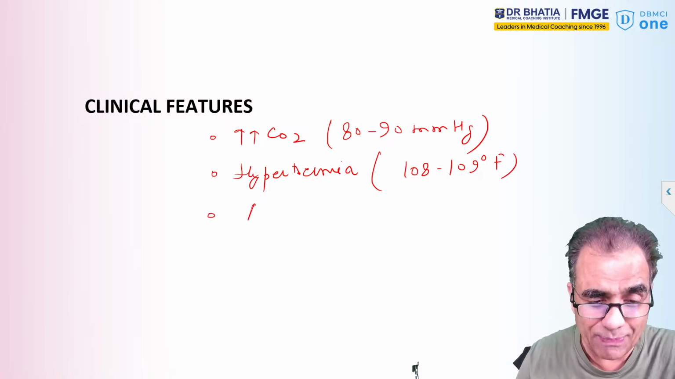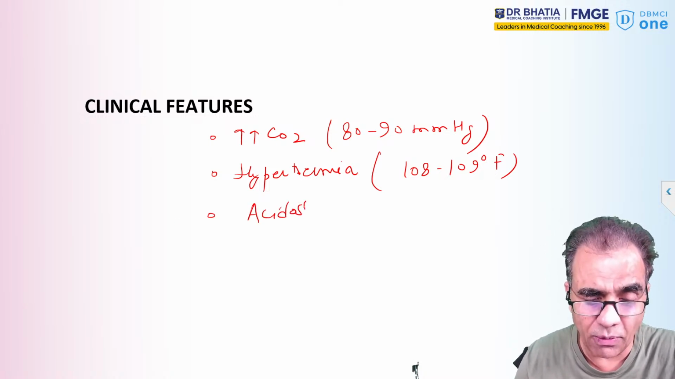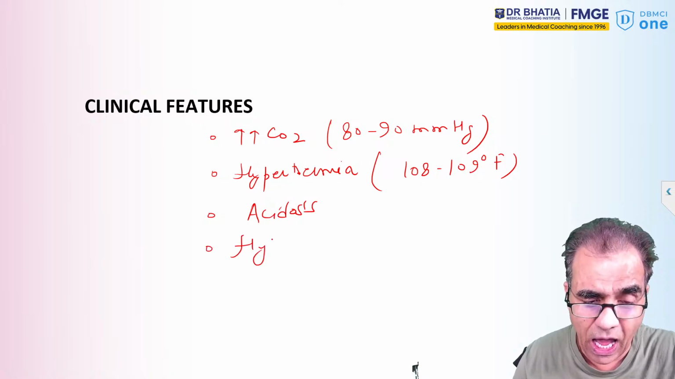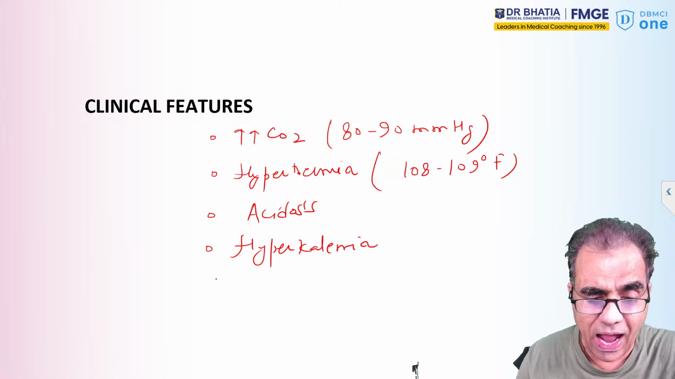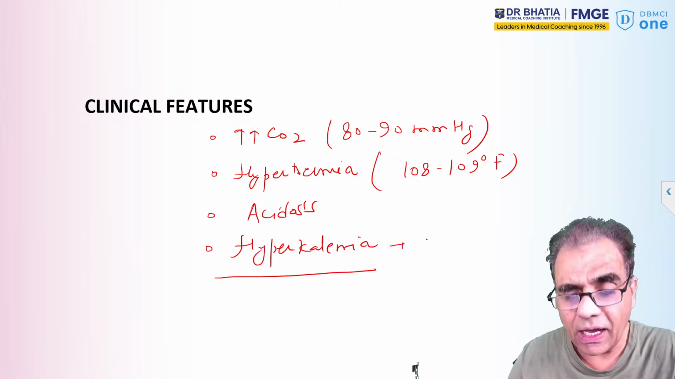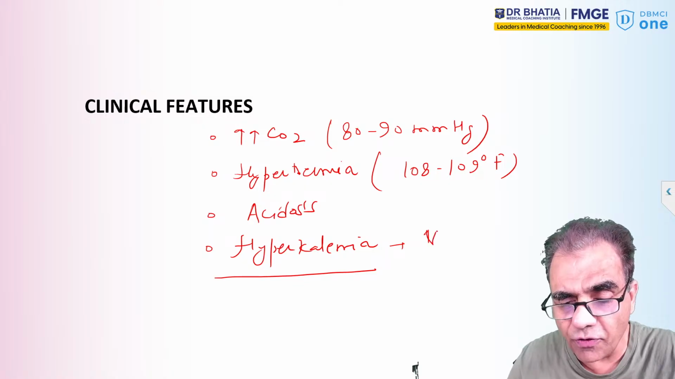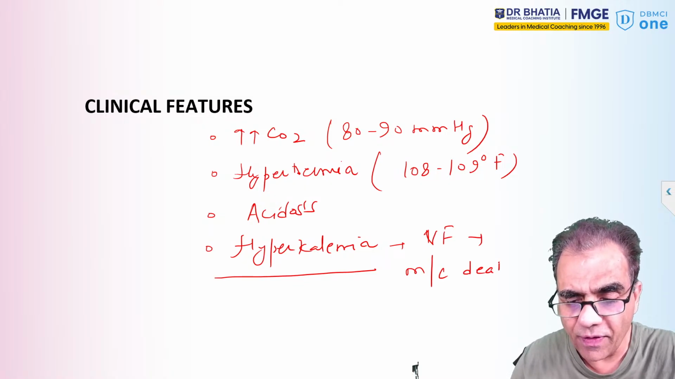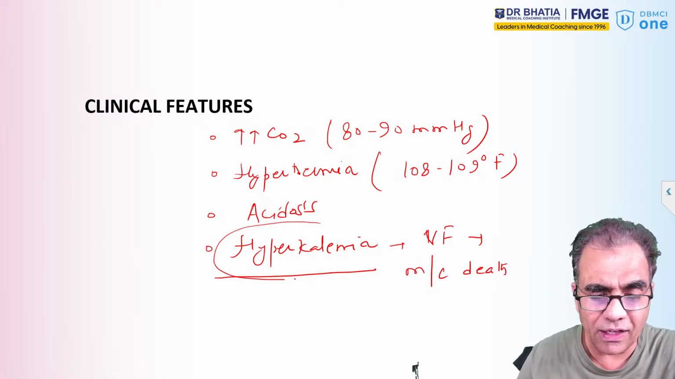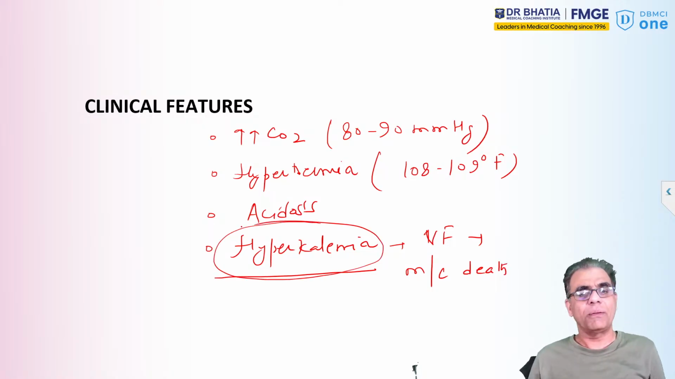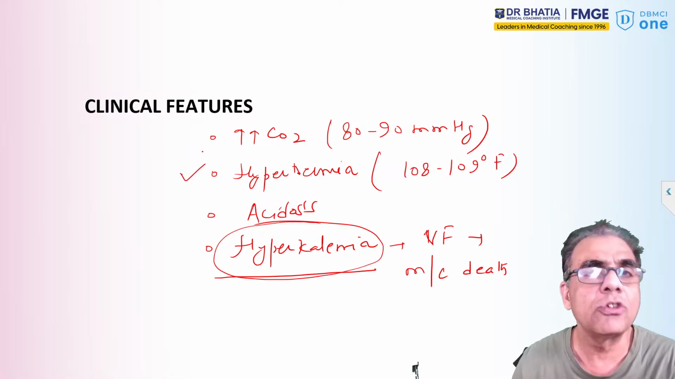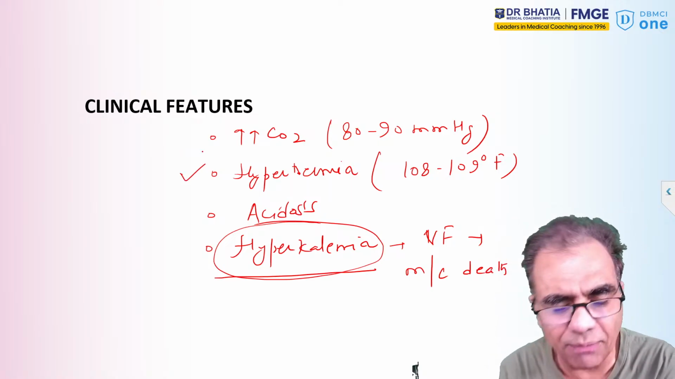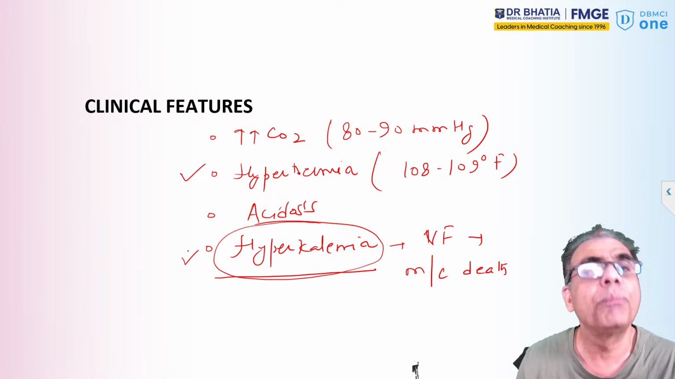Then you can expect acidosis because so much metabolism is increased. Then hyperkalemia is a very, very important feature. And hyperkalemia can induce ventricular fibrillation, which is the most common cause of death. Generally, we think that the most common cause of death in malignant hyperthermia is hyperthermia, but that is not correct. The most common cause of death in malignant hyperthermia is hyperkalemia.